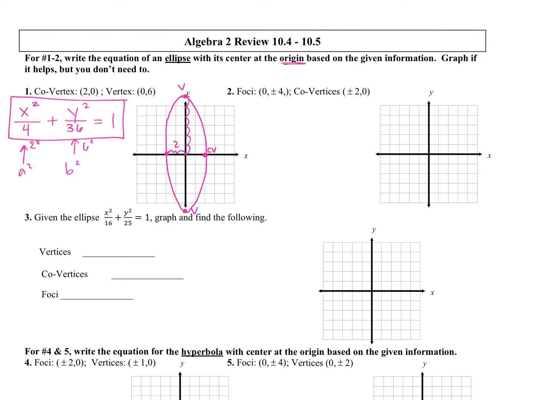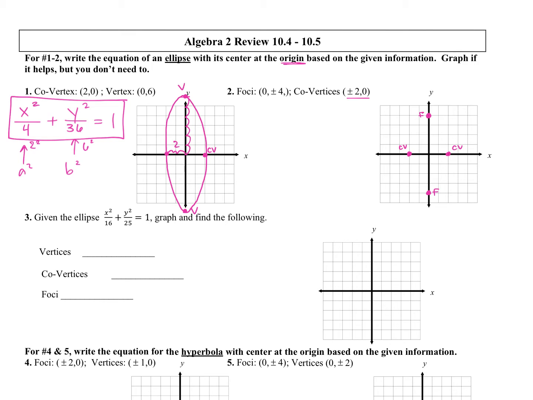All right, number 2, you have 2 foci at (0, plus or minus 4). So 0 plus 4, 1, 2, 3, 4 up. That's one of your foci. And then down 4, 1, 2, 3, 4. That's your other focus. And then co-vertices at plus or minus 2. So (2, 0) and (-2, 0). Those are your co-vertices. Okay.